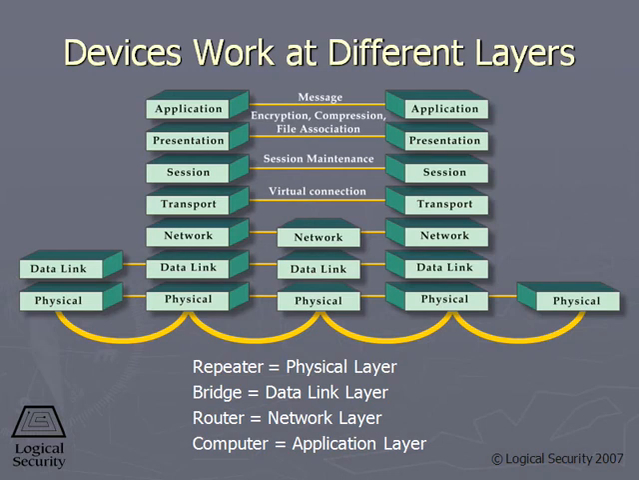So if we say that a bridge works at the data link layer, that'll go up to whatever data link protocol we're working over: token ring, Ethernet, frame relay. And then the router will work at the network layer because it's going to read the network header information to know how to get it to the different place.